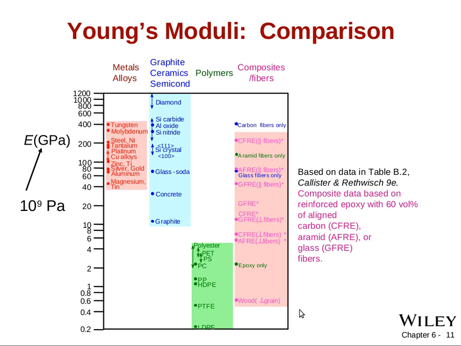And here you have composites. And you can see here the units are in pascals, which is the unit for pressure, as I said before, newtons per meter squared. And this is in gigapascals.